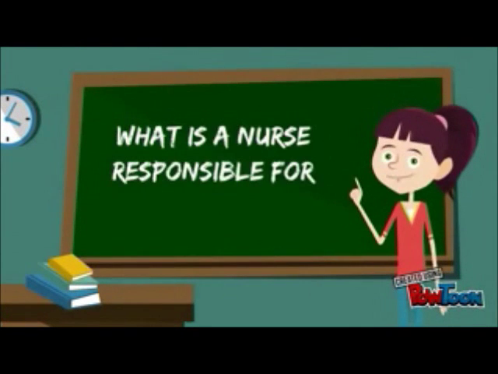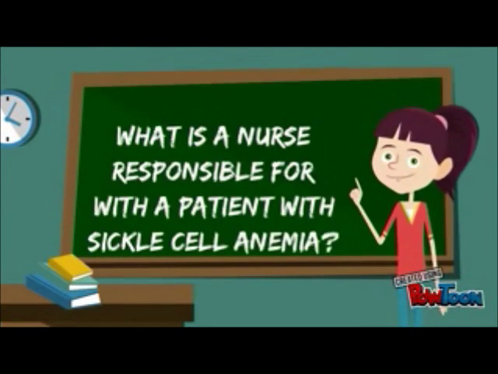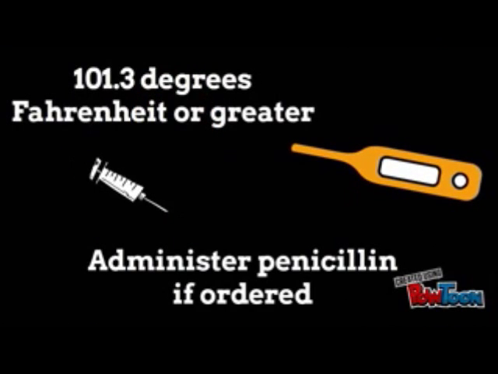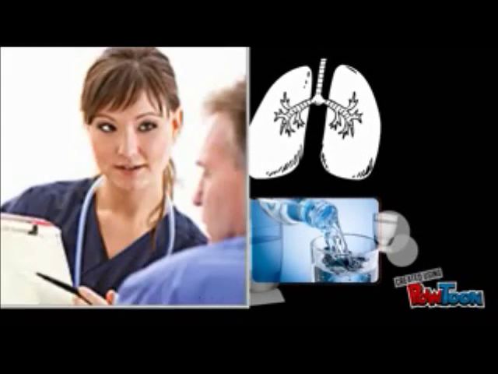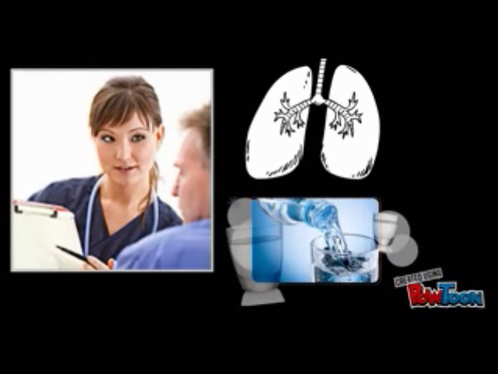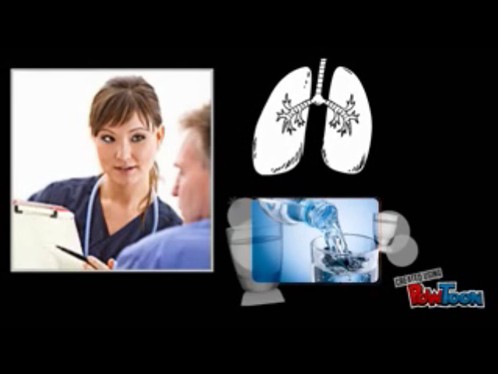What is a nurse responsible for with a patient with sickle cell anemia? Teach the family to seek early intervention for problems such as fever of 101.3 degrees Fahrenheit or greater. Give penicillin as ordered and treat the child normally. It's the nurse's responsibility to teach the importance of adequate hydration to prevent sickling. You also want to recognize signs and symptoms of respiratory problems that can lead to hypoxia. Teach the parents the amount of fluids the child needs to be drinking, such as glasses or bottles.